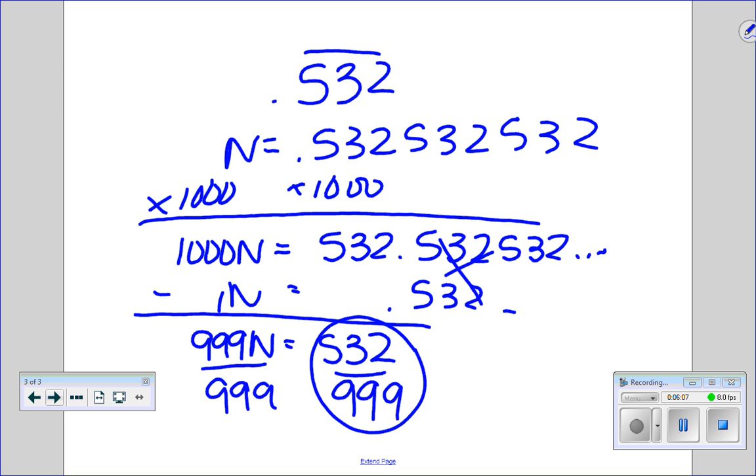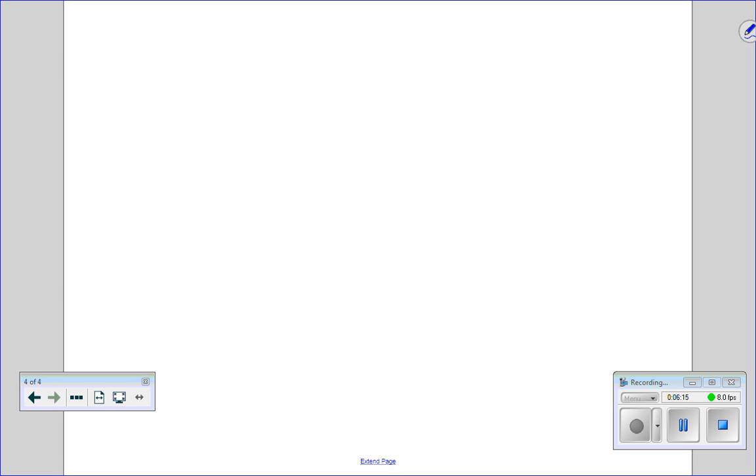Not that hard. Let's make it a little tricky. You do the same stuff. It just changes a little bit in this area. Okay, so let's try one like this. Let's try 0.4 with just a 6 repeating this time. Okay, go ahead and see what happens.